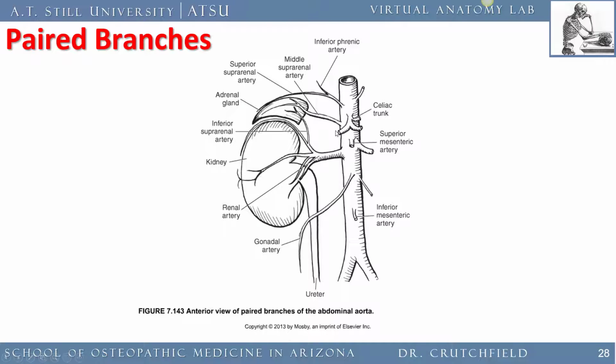So if we're going to look at the paired branches coming off of the aorta, of course, we've learned the unpaired branches, celiac trunk, SMA, IMA. The paired branches coming off the aorta, of course, are your gonadal arteries. And then, of course, you have your phrenic arteries coming directly off of the aorta, as well as your renal arteries. So let's take a look here at the right kidney.